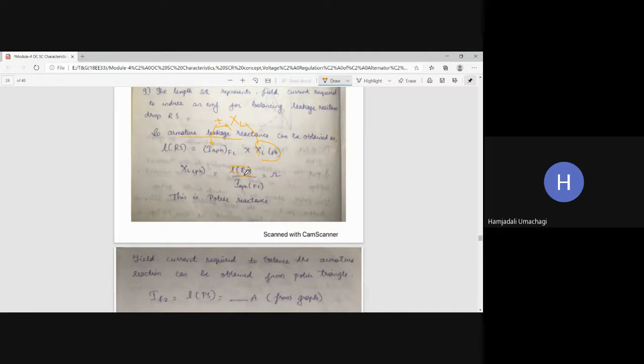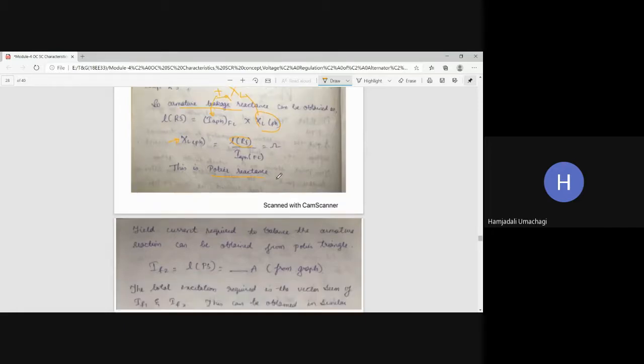So if I know the length of RS, and I know the full load armature current value, then we are going to get the leakage reactance value. And this leakage reactance, by using the ZPF method, we call by the name Potier reactance. Since this method of voltage regulation uses Potier reactance information to calculate regulation, it can also be called the Potier reactance method.